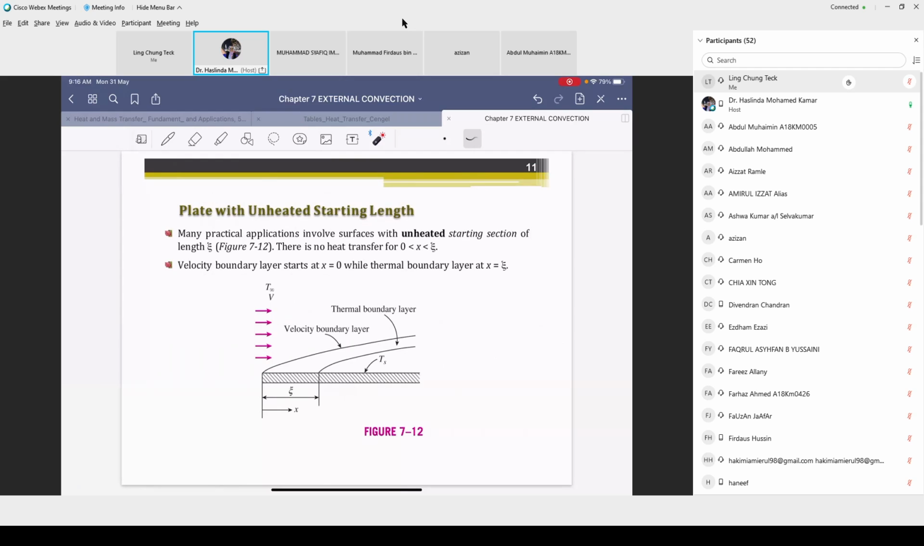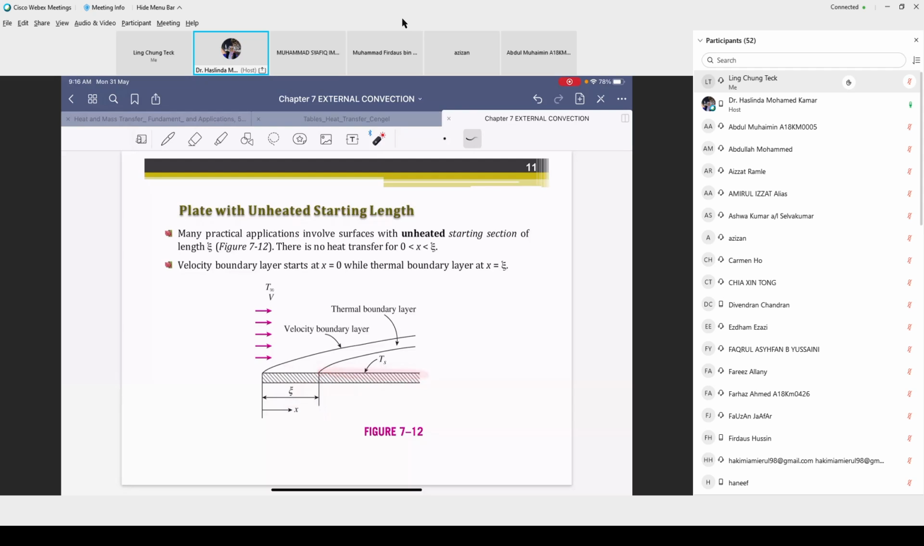Earlier I mentioned unheated starting length, meaning that sometimes you have a condition where the heating process happens after a certain distance from the leading edge. We call that the unheated starting length. In this case, the heating process will only happen at x equals zeta, at this particular position, and then this is the surface temperature.